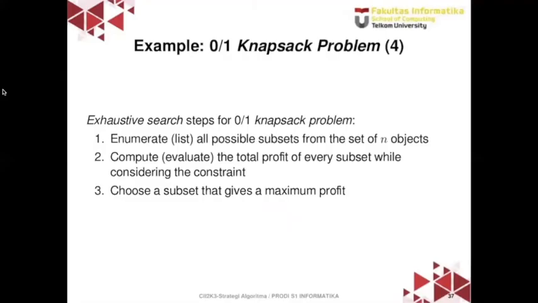These are the steps for the knapsack problem. Basically, it's just like the other exhaustive search problem. Enumerate all possible subsets from the set of n objects, and then evaluate the total profit of every subset. But we also need to consider the constraint and also choose a subset that gives us a maximum profit.